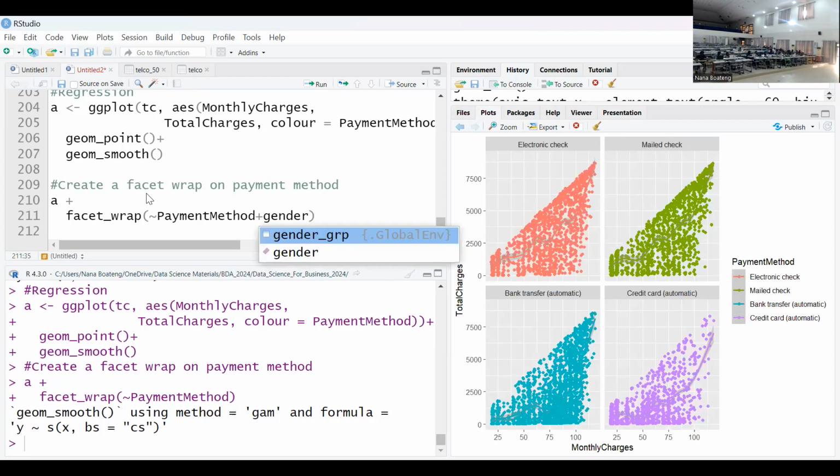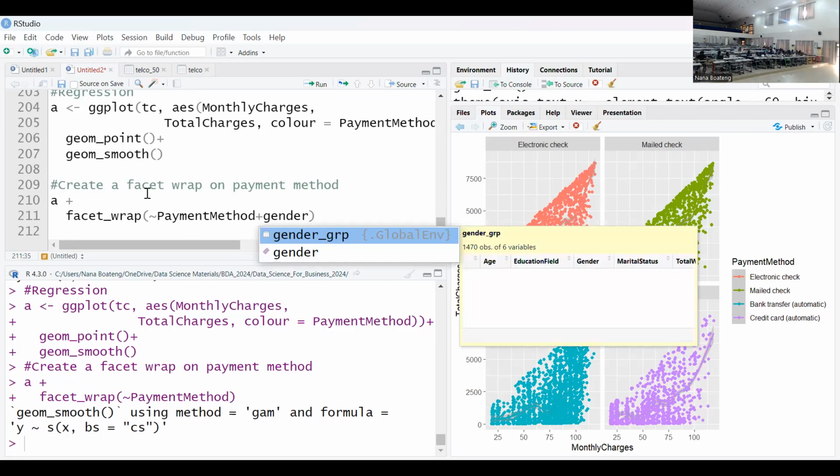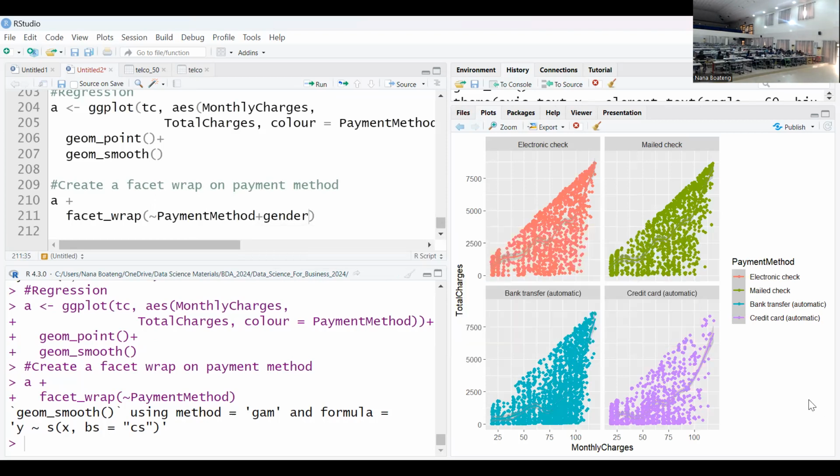So you see that the first one, we have the regression for all the payment methods. Is it making sense? We have a regression for all the payment methods. We can even add gender, so it segregates it even further. Okay, so let's add gender to this one and then run it.